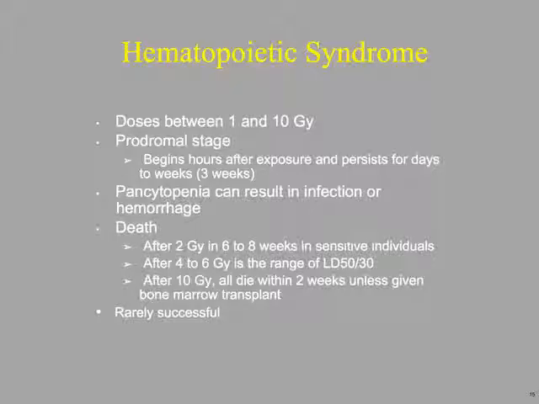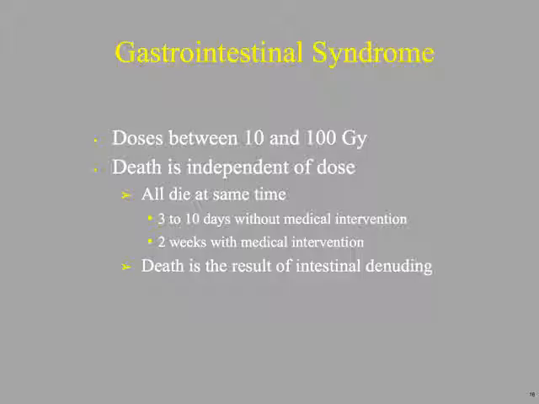Okay? 4 to 6 gray is the range of the LD50-30 for this exposure. After 10 gray, we're talking about death within 2 weeks, and we'll also have the addition of both the hematopoietic syndrome as well as the next syndrome, the GI syndrome. So GI is 10 to about 100 gray exposure, and death is independent of the dose. Anyone who has received an exposure sufficient to cause the GI syndrome will not live.